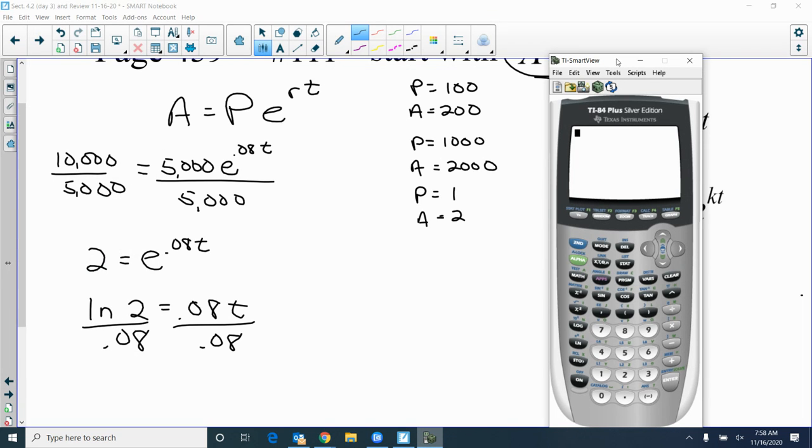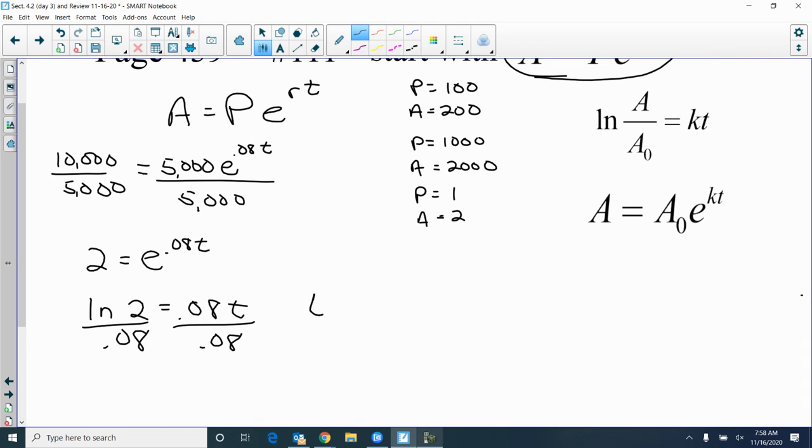All right, so this little step's going to come up a bunch here with this. All right, so you take natural log of 2, which is just ln of 2, close my parentheses, you may not have that, divided by, whoops, I got a multiplication, divided by 0.08. Okay, 8.66. So t equals 8.66.